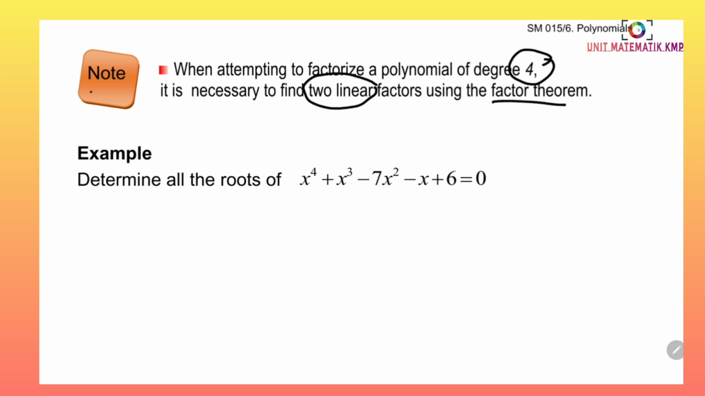Okay, so let's try this example. We want to determine all the roots of x power 4 plus x power 3 minus 7x squared minus x plus 6 equal to 0. So here we have a polynomial of degree 4, which means that we need to find two linear factors by using trial and error. Okay, let's proceed. Firstly, let P(x) equal x power 4 plus x power 3 minus 7x squared minus x plus 6.